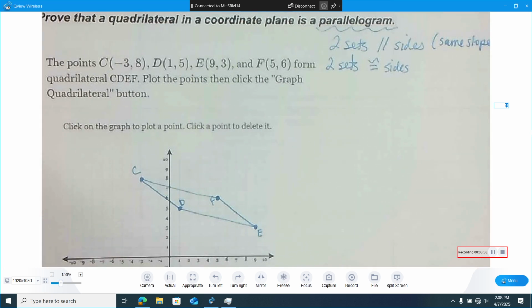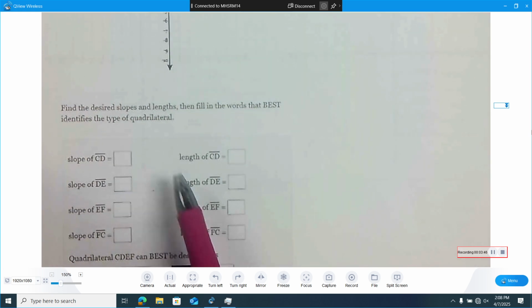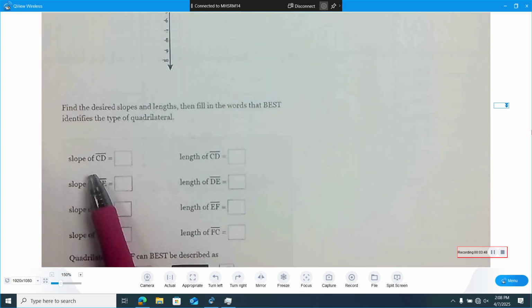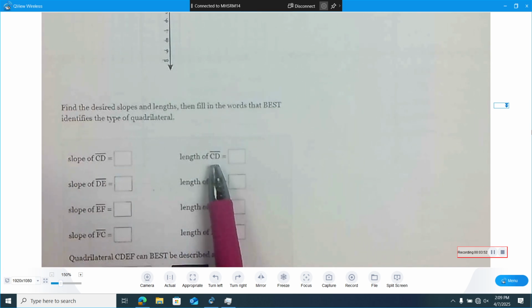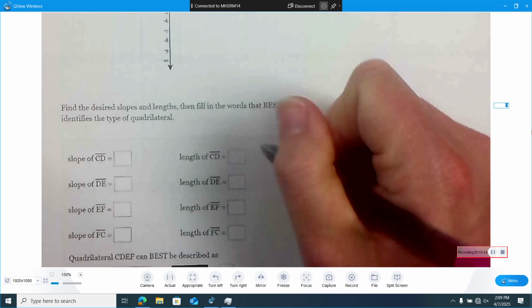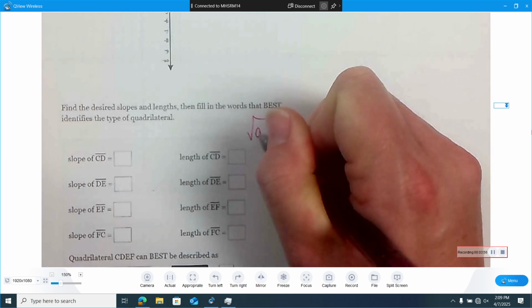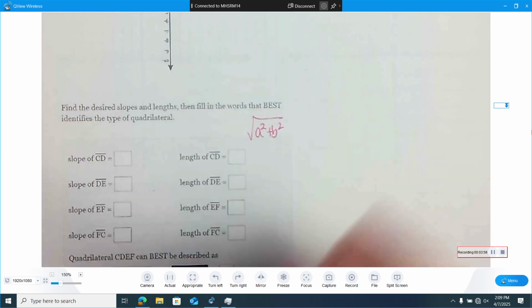All right, so I am going to use different colors, and you can see once we graph this, Delta Math tells you exactly what you need to do here. So we need to find the slope of these lines, and then the length of the sides. And to do the length is very easy. It's just the square root of a squared plus b squared. And so we're going to be using our little picture to help us out with that.